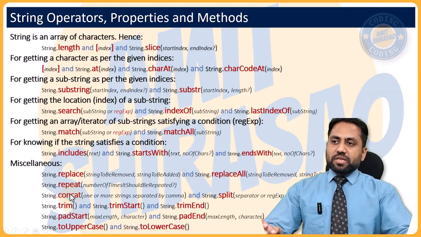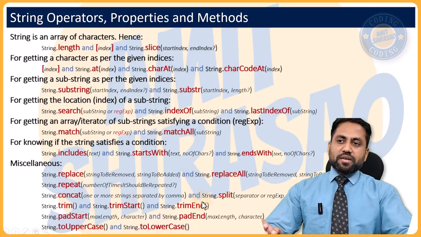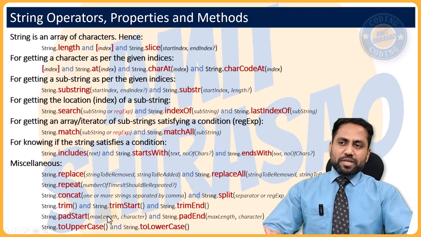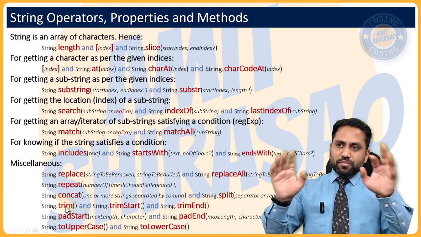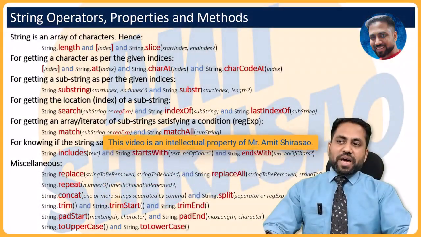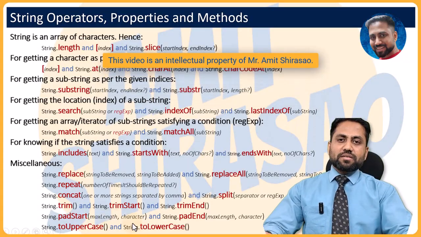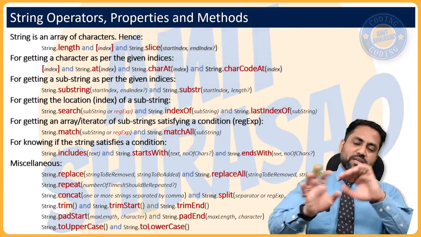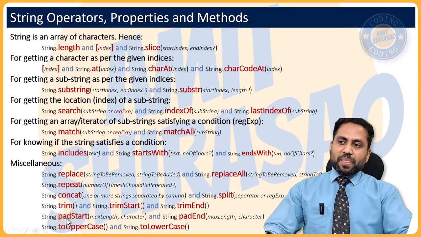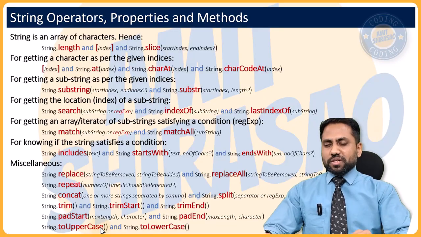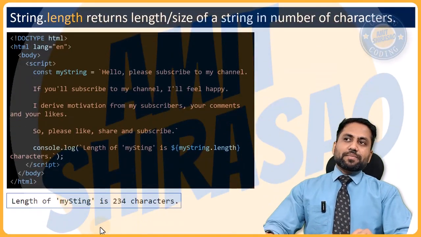Then you will see trim start, trim end. It basically trims the string from the start or the end, and trim will trim it from both sides. So white spaces will get removed. Padding will add spaces. Pad start means add spaces before, pad end means add spaces at the end, and then to uppercase will convert into uppercase, to lowercase will convert into lowercase. So let us see them in detail.